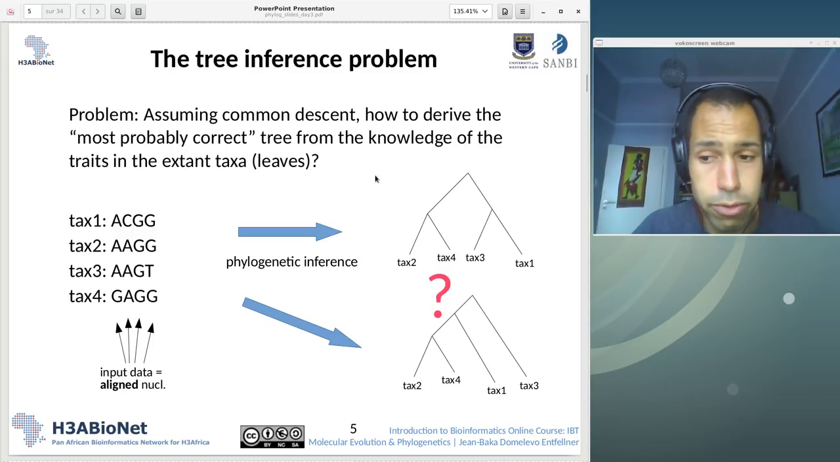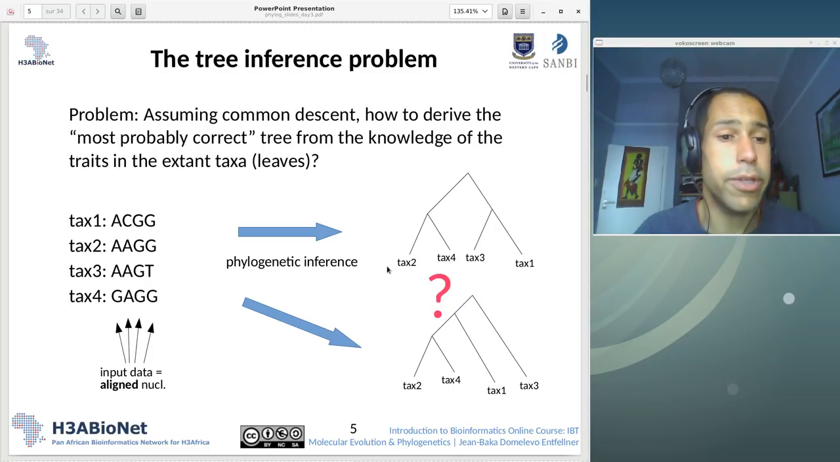Remember that all the models we're dealing with are stochastic models, probabilistic models, so we will never be able to have any certainty that such a tree corresponds to the reality of the evolutionary process at work through the centuries and millennia. So it's always going to be a probably correct tree that we're going to infer. But which one? That's the tree inference problem.